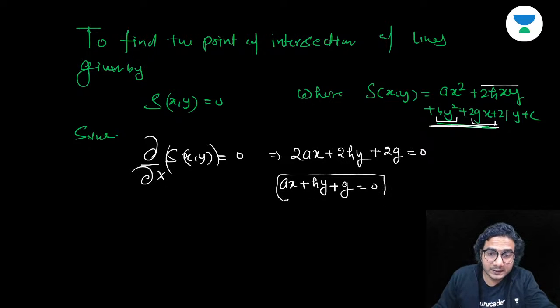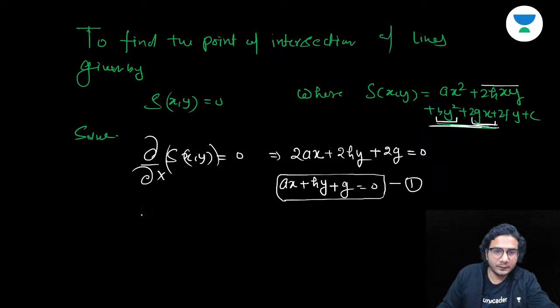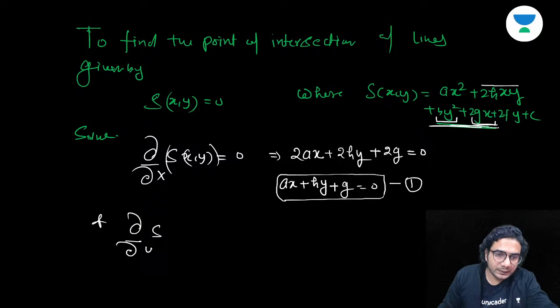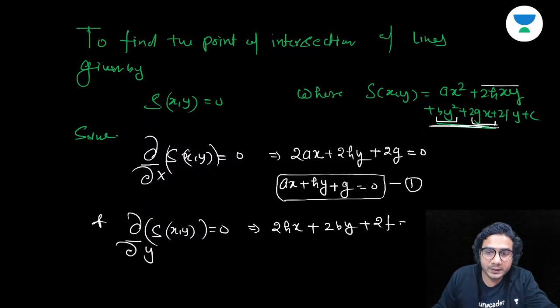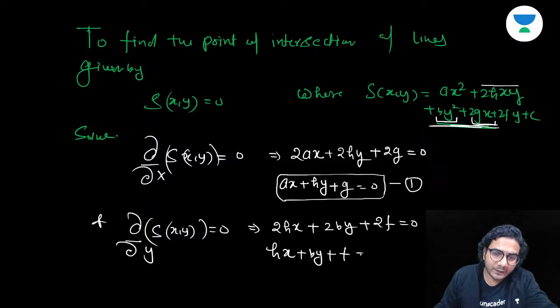The next relation: you need to solve equation number 1 and partially differentiate S(x, y) with respect to y. If you differentiate with respect to y, the first term will be 0. The second term will be 2hx, the next term will be 2by. The next term, 2gx, will be 0. The differentiation of 2fy will be 2f, plus 0 is equal to 0. So you'll get this equation: hx plus by plus f is equal to 0.